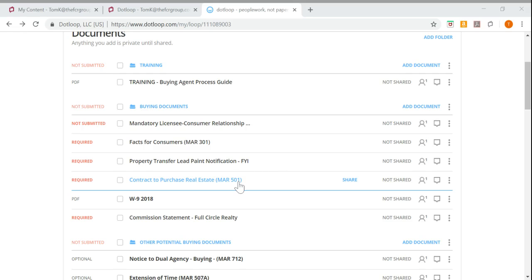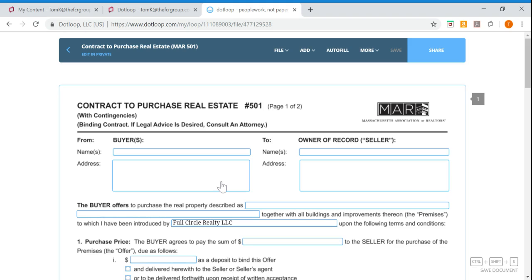Okay, the last major form we're going to go over is the contract to purchase real estate. This is also known as an offer. This is the form you're going to fill out with your buyer when they are ready to submit an offer on a property. So let's click on the contract to purchase.